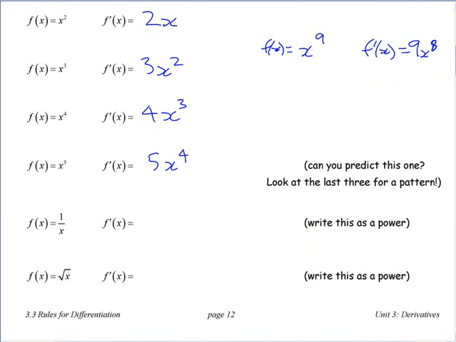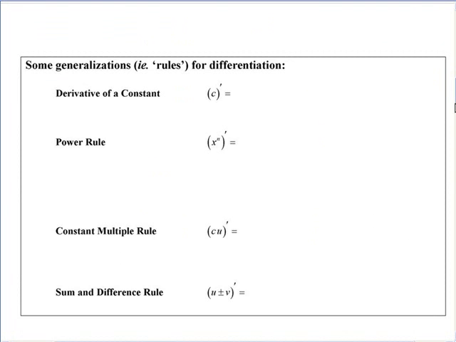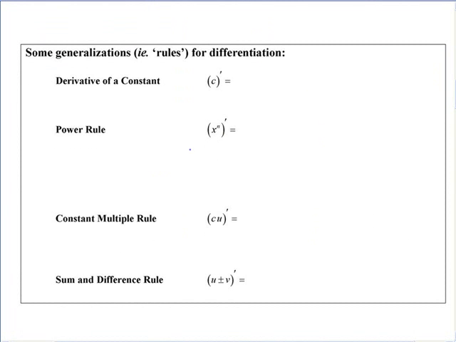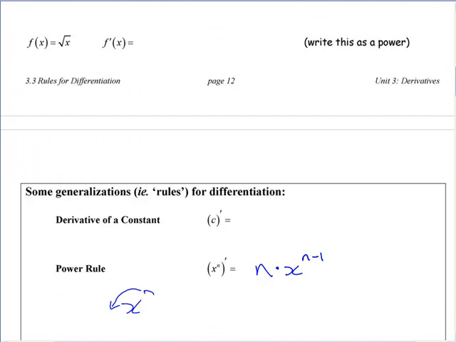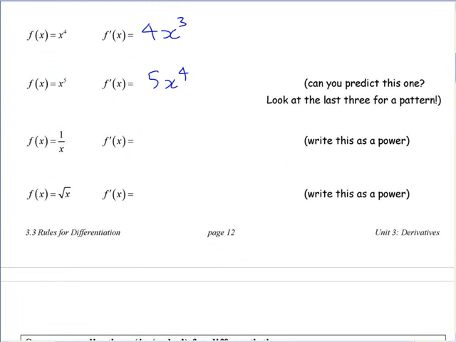So if we go down here temporarily and write out our rule, if we have x to the n, the pattern that I think you came up with was put this in front and then decrease the power by 1. All right, so the derivative of x to the n is n times x to the n minus 1. Nice and simple if the powers are positive, a little bit more tricky when the power is negative. It works even when the power is negative or you have a fractional power.